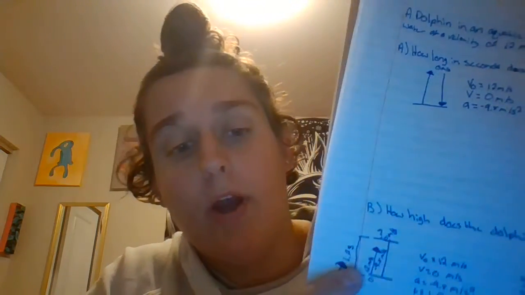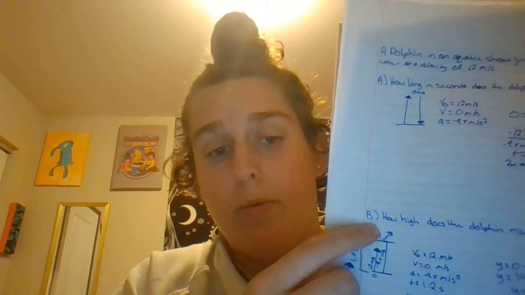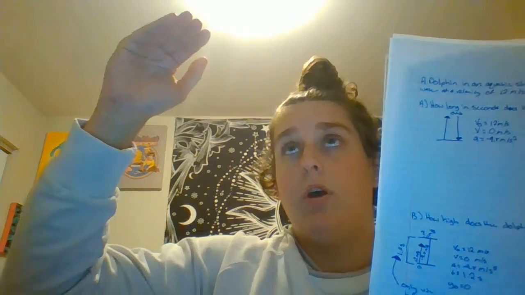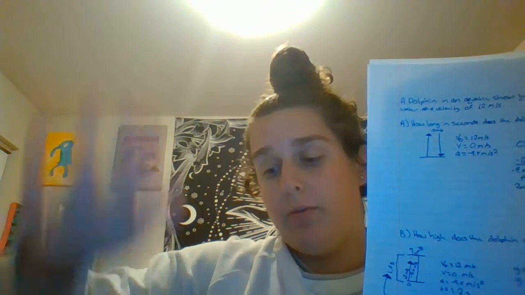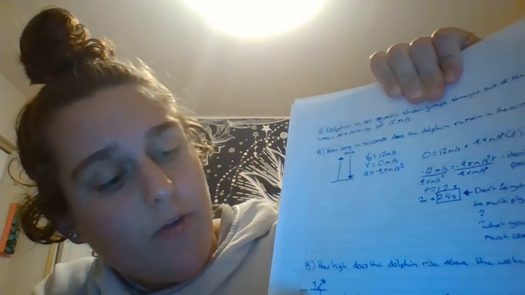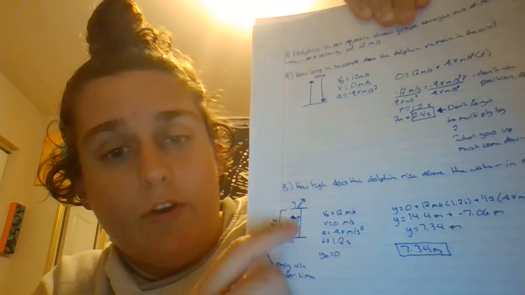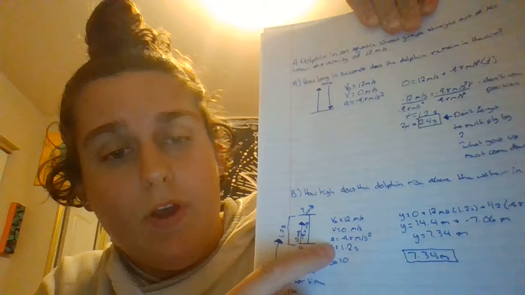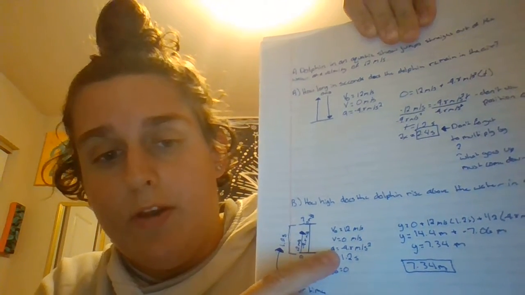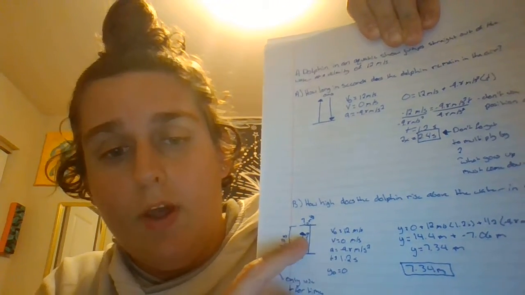So then the second part of the problem is: how high does the dolphin rise above the water in meters? Again, I drew another picture, and this is just going up, because the only part we need to worry about is the up part. When it hits 0 meters per second velocity before it starts coming back down, that's going to be the highest point that it reaches. So I wrote here everything that we know. Initial velocity going up is 12 meters per second. The final velocity when we hit the top is 0 meters per second. Our acceleration going up is negative 9.8 meters per second squared.